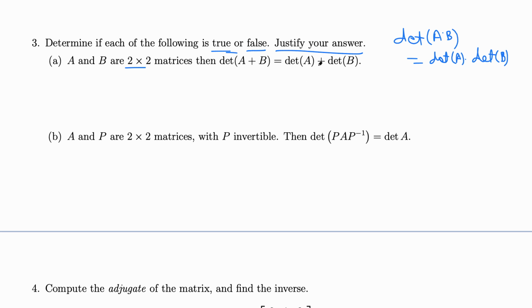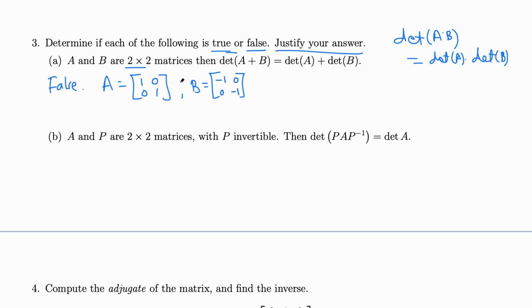but I'm not sure about this. Let's see, A and B, we can combine these two and make a 0 matrix, and the determinant of the 0 matrix will be 0, but the individual determinants could be different, so this will be false. Let's try, I want to pick A and B so that A plus B is 0. Let's say 1, 0, 0, 1, and negative 1, 0, 0, negative 1.